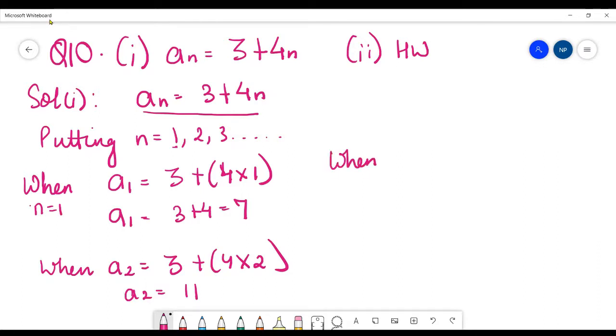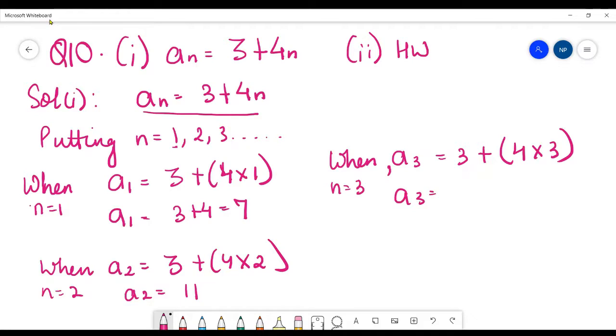Similarly, here we are going to find out A3 also. When n is equal to 3, A3 will be how much? Substitute the value, 3 plus 4 multiplied by 3. So A3 is equal to 3 plus 4 3s is 12, A3 is equal to 15. Now, we have taken out A1 as 7, A2 as 11, A3 as 15.